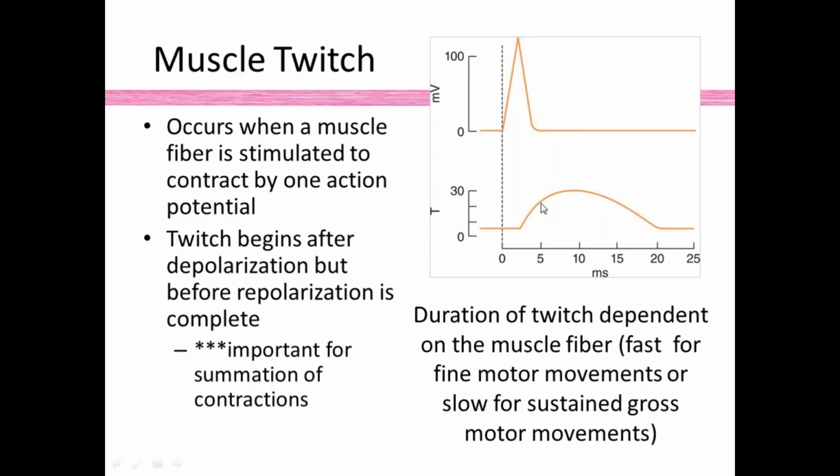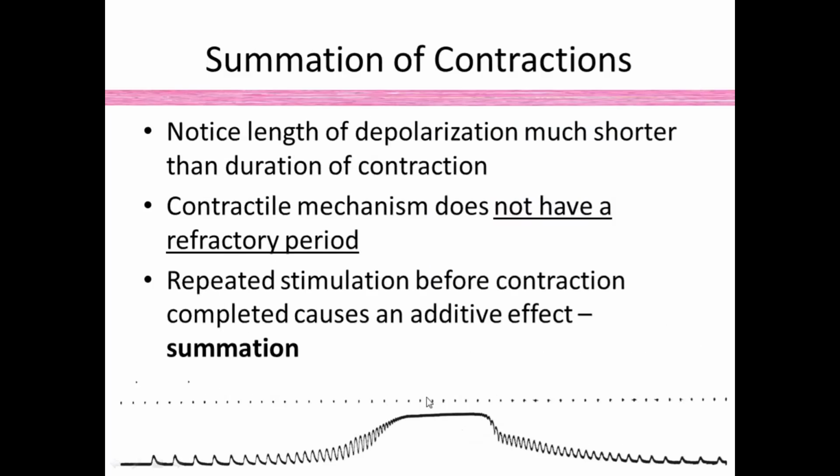And this is where you can get to what is known as tetanus. So that is seen here. So we have one contraction, relaxation, contraction, relaxation. And then we start to see contraction, relaxation, starting to happen closer and closer together.